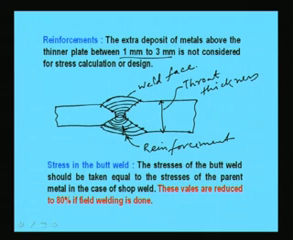And now, the stress in the butt weld. What is the stress? The stress, as given in the code, of the butt weld should be taken equal to the stress of the parent metal in the case of shop weld. That means, the stress in the parent metal will be equal to the stress in the butt weld in case of shop weld. So, for the shop weld, the stress in the butt weld will be the same as the stress in the parent metal, and these values can be reduced up to 80% if field welding is done.